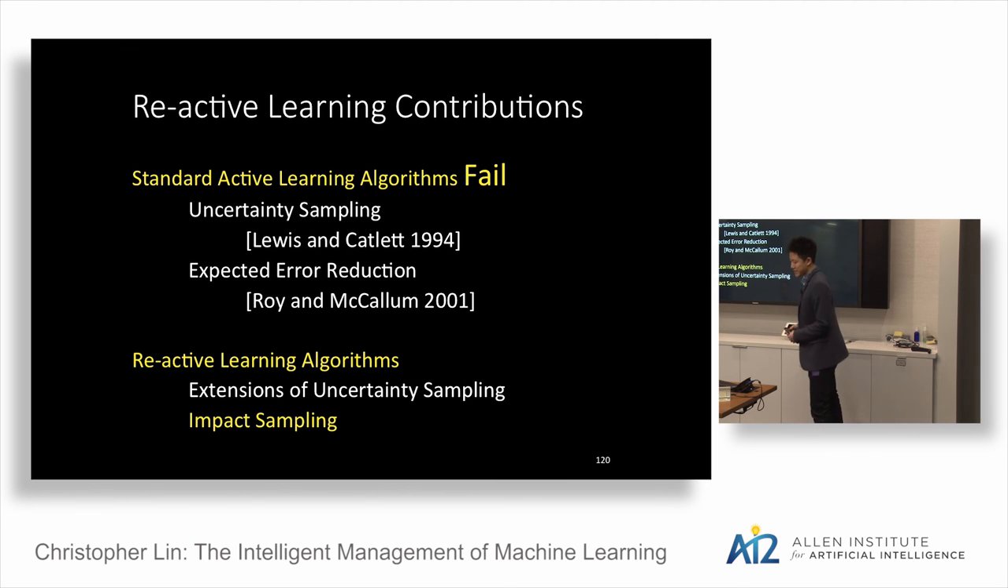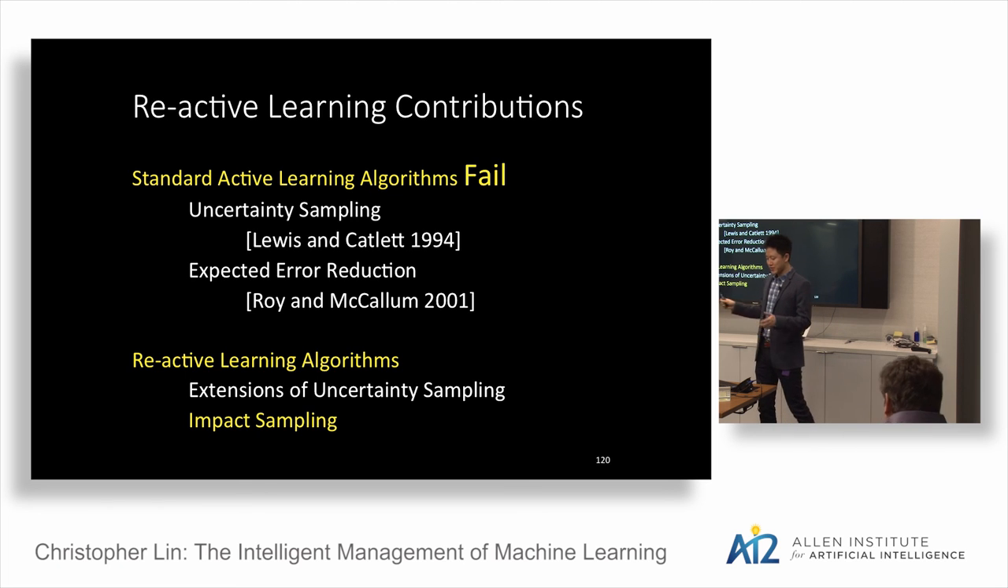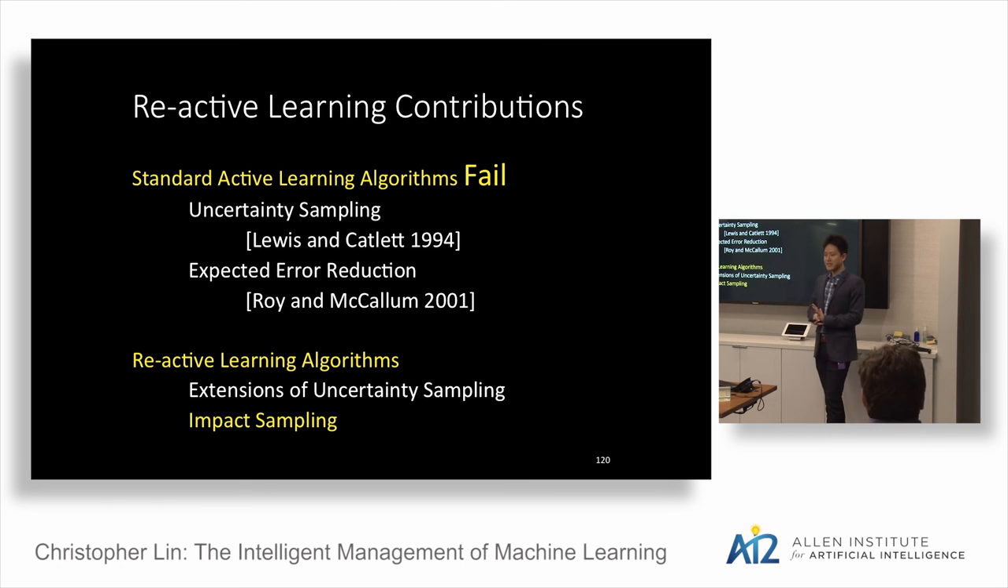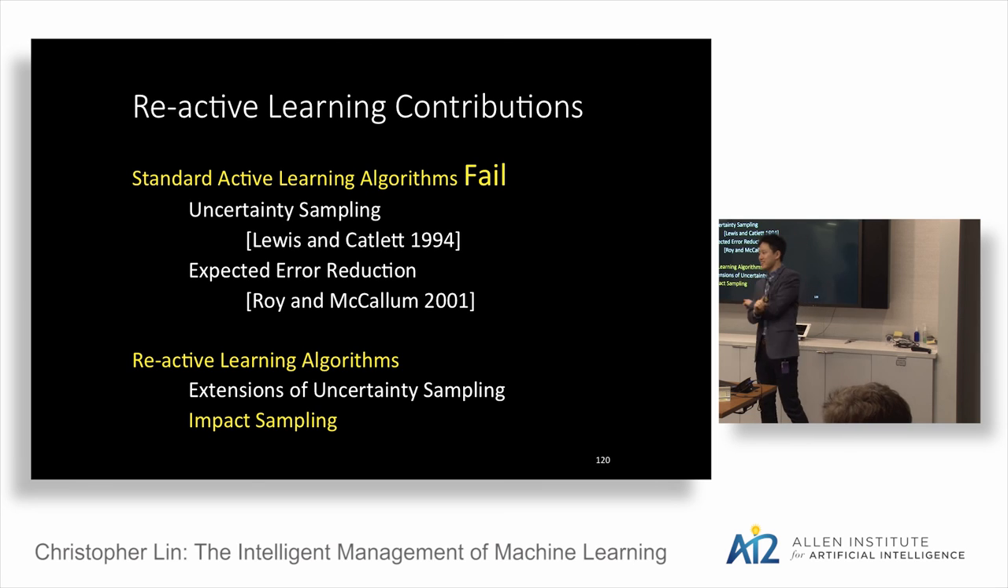So that's reactive learning, and what we did is we defined reactive learning as a generalization of active learning. We showed why standard active learning algorithms fail. And then we came up with new algorithms for reactive learning that fix the problems with standard active learning algorithms. And then we showed that impact sampling was, interestingly, a generalization of uncertainty sampling from reactive learning to active learning, or the other way around, yes.